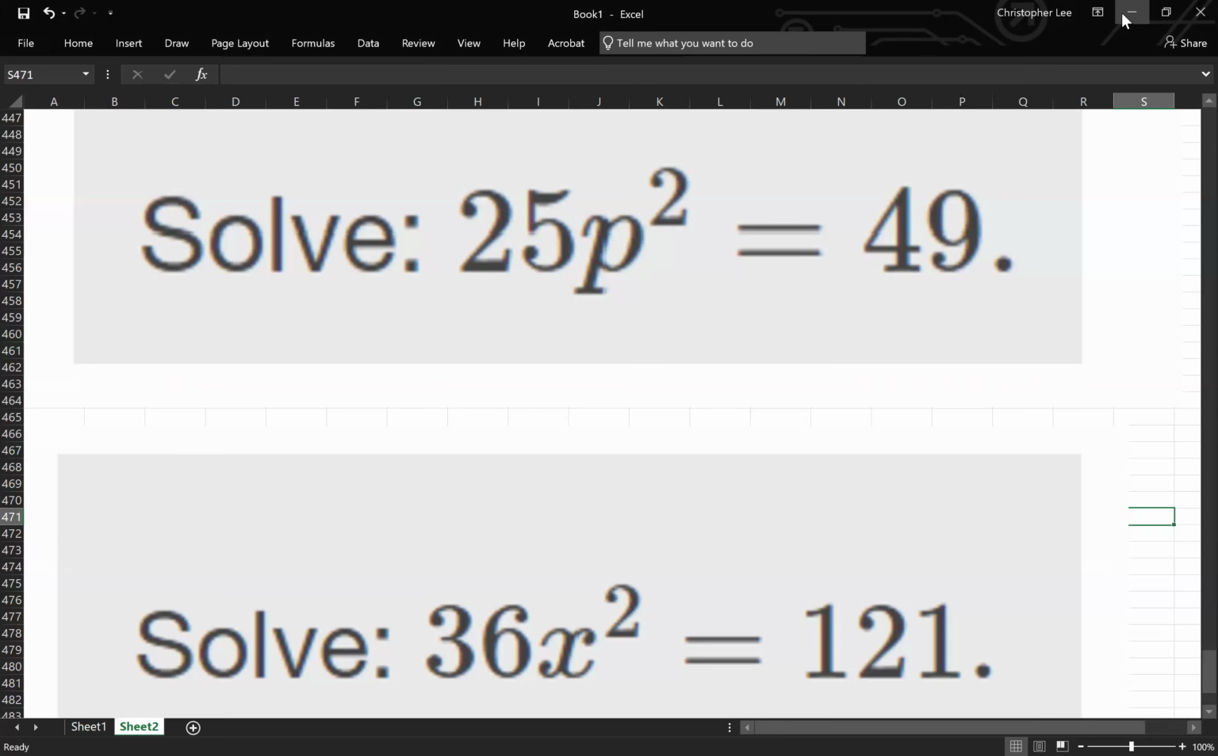So it's 14. Subtract 13. And then that's it. Even if the number is negative, it doesn't matter. You still get the same answer.